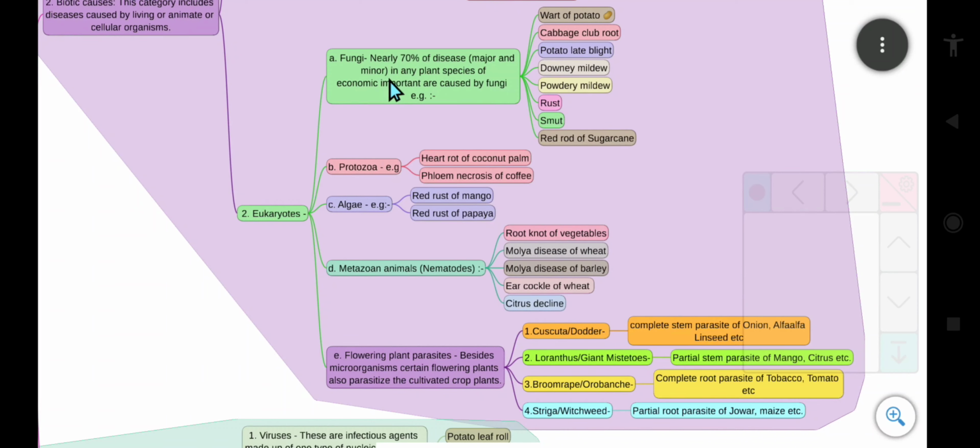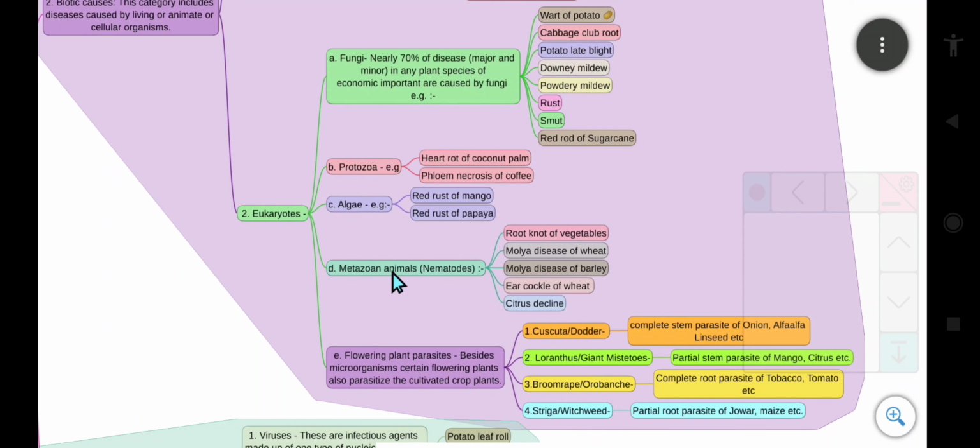The examples of plant diseases due to fungi: first one is wart of potato, cabbage club root, potato late blight, downy mildew, powdery mildew, rust, smut, and red rot of sugarcane. B, protozoa, its examples are heart rot of coconut palm, phloem necrosis of coffee. And C, algae, its examples are red rust of mango, red rust of papaya.